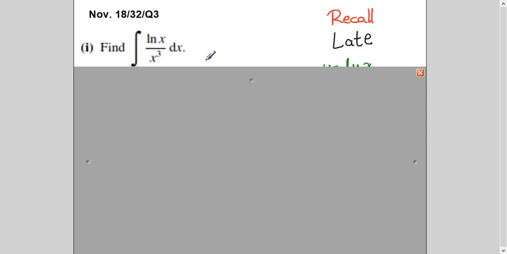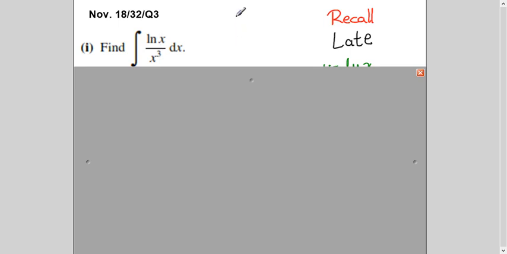Let's see the next question, which I have picked up from November 18, variant 3.2, question number 3. At a glance, you can see it is integration by parts, right? Because if you differentiate ln x, you will not get anything like this. If you differentiate this, you will not get ln x. So this is not a case of substitution.